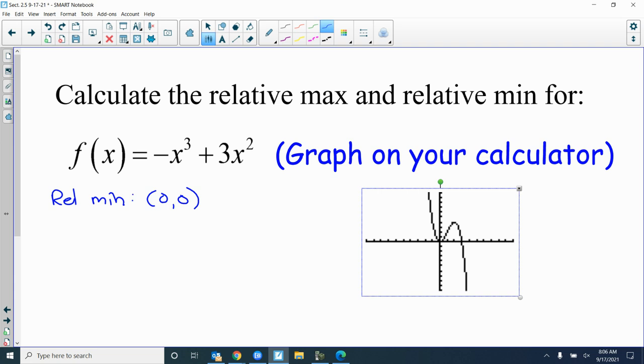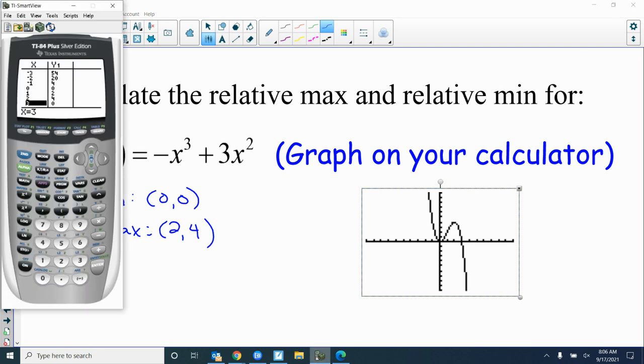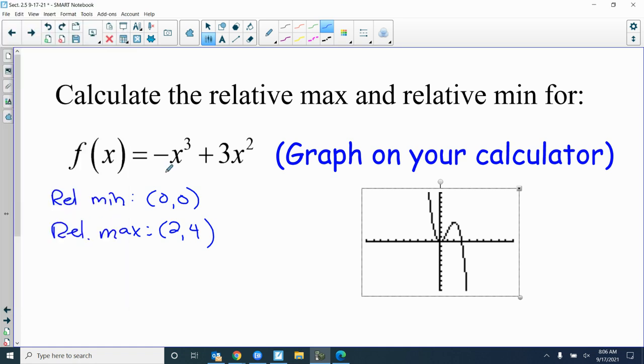So be smarter than your calculator. Don't put 2.00000 or whatever. The relative max is 2, 4. I just want to make sure you saw that, and that's how you get relative max and relative min. After you've got the graph, you go to second calculate, and zeros as well, and points of intersection. I'm sure you'll use them at some point.